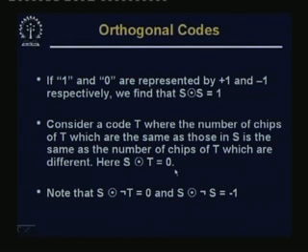So, we have S dot S equal to 1, S dot T equal to 0, S dot not of T equal to 0, and S dot not of S equal to minus 1. These are the nice properties we have if we have orthogonal codes.